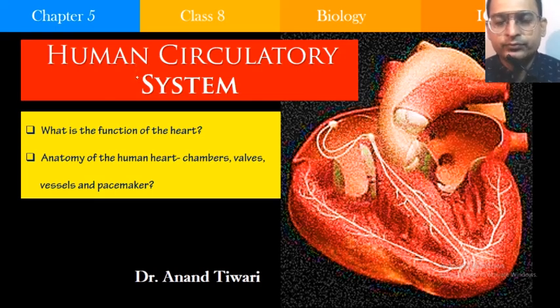Hello students, in the earlier video we covered the blood and the blood vessels, the arteries and the veins. So the blood consists of the different blood cells and the liquid part, which is the plasma, which circulates the food material and the gases throughout the body. These things we have seen in our previous video.